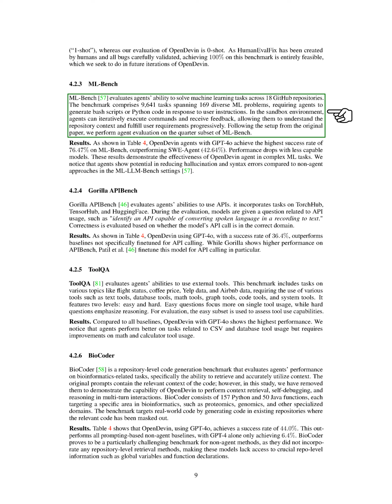Next, we examine MLBench, which assesses agents' abilities to tackle machine learning tasks across 18 GitHub repositories. This benchmark includes over 9,000 tasks covering 169 different ML problems, requiring agents to generate Bash scripts or Python code based on user instructions. In a controlled environment, agents can execute commands iteratively and receive feedback, helping them understand the context of the repository and progressively meet user needs. Following the original paper's setup, we evaluate agents on a quarter of the MLBench tasks.